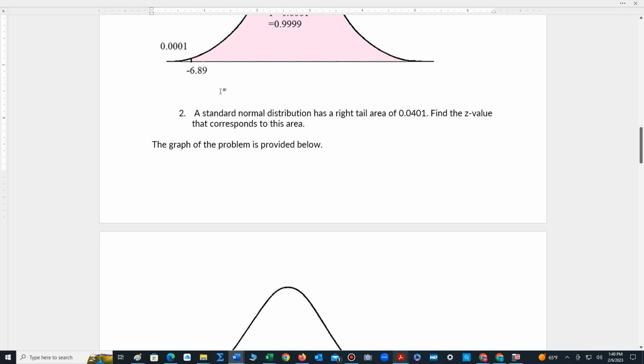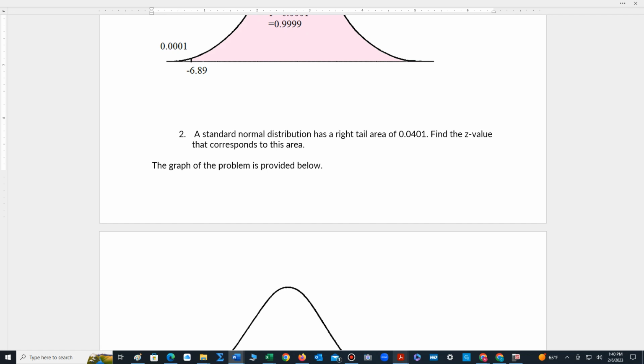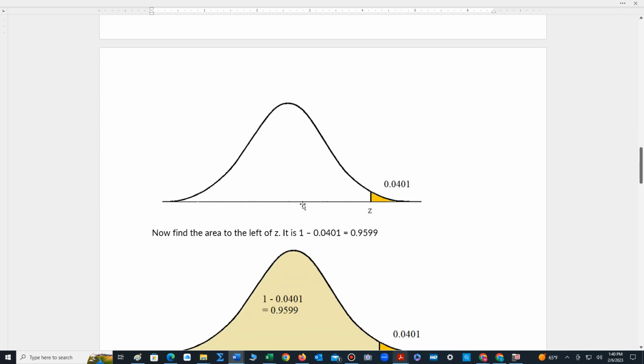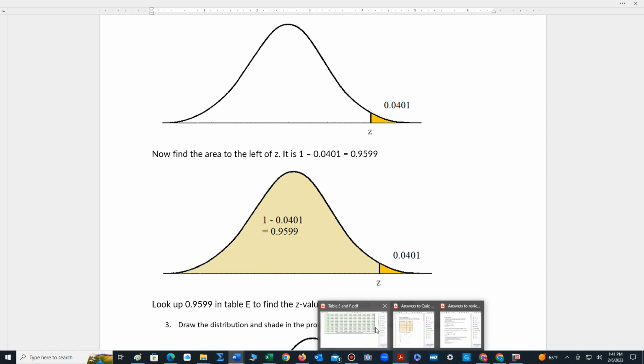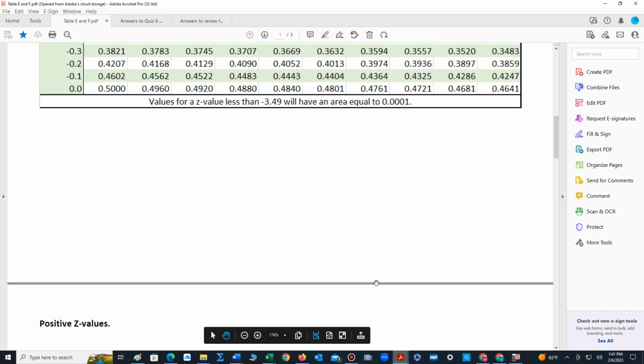Okay, number 2, we're trying to find the area. Actually, we're trying to find this missing z-value. We're given a tail area to the right of it, 0.0401. But in order to find this z-value in table E, we need to find this area here. And to calculate the area, we take 1 minus 0.0401, which is 0.9599. Thus, we look up the area closest to 0.9599 in the area section.